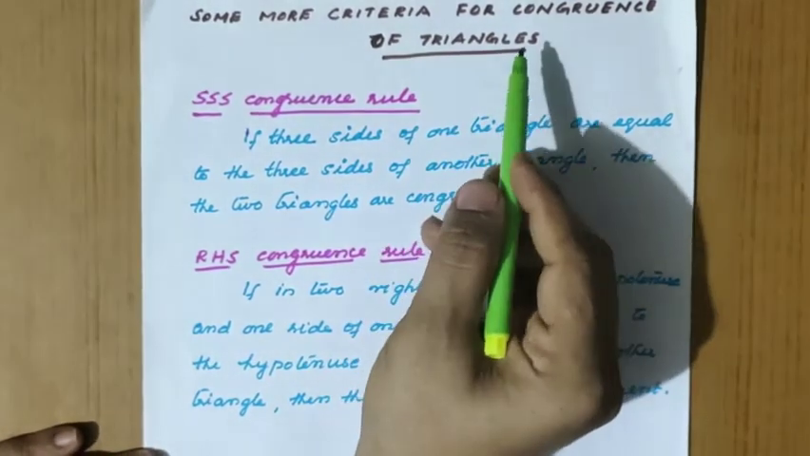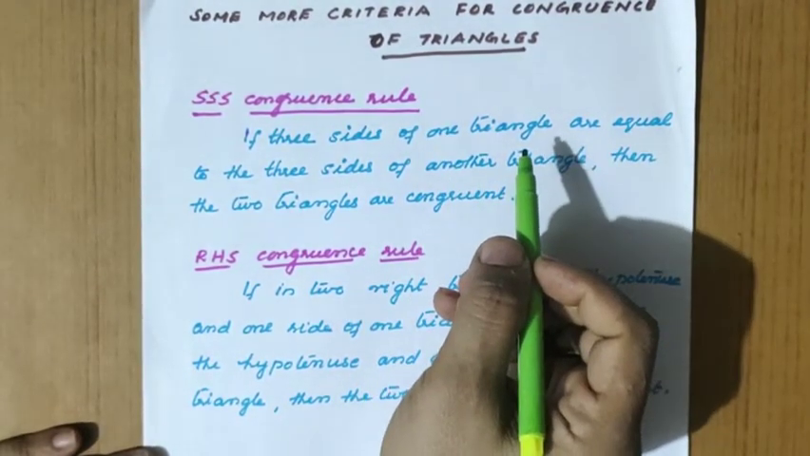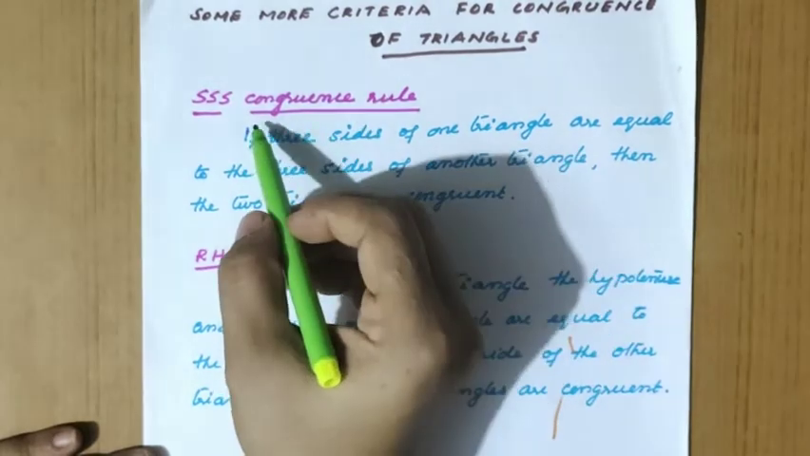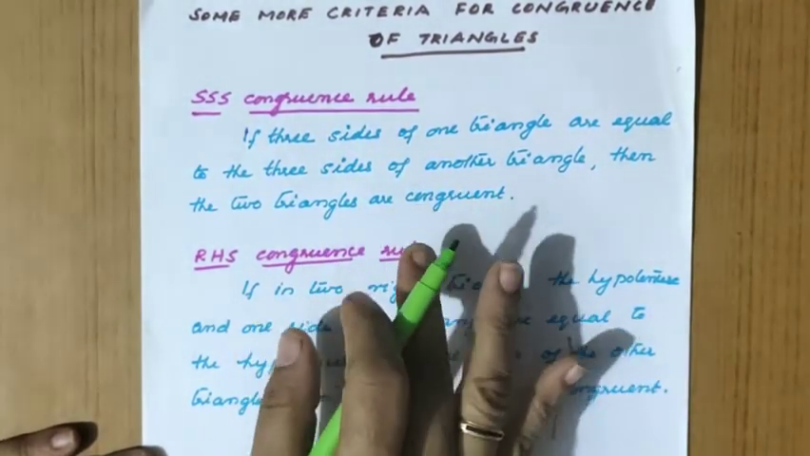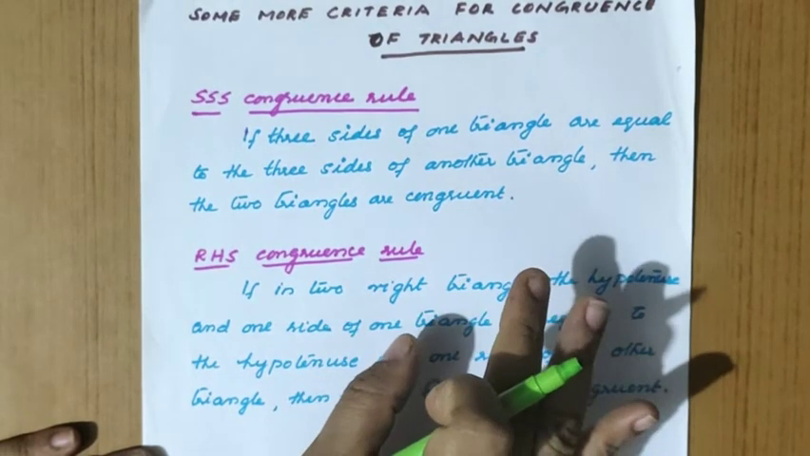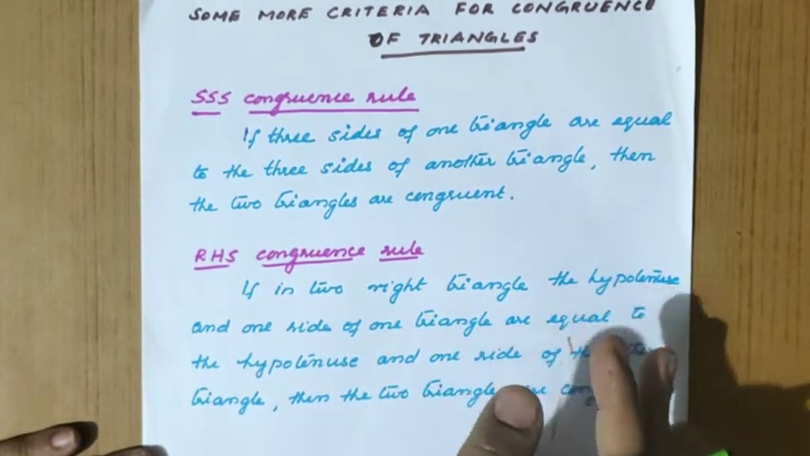Some more criteria for congruence of triangles. Already we have studied SAS, ASA. Now we have to study the SSS congruence rule and the RHS congruence rule. Both we have to study as statements only, because this can be proved by activity. There is no theorem for this.